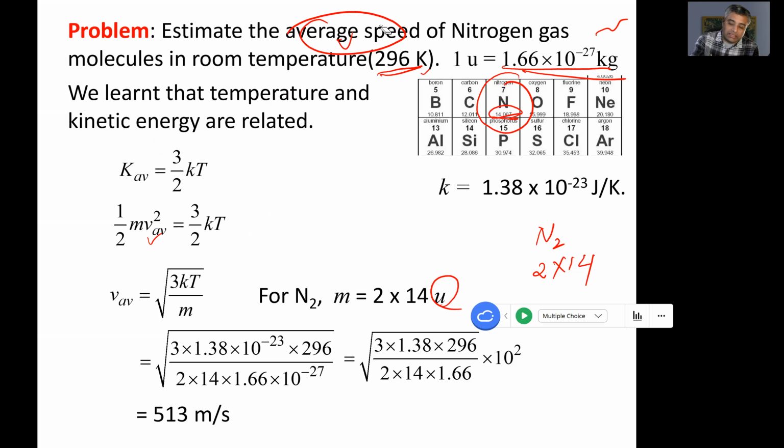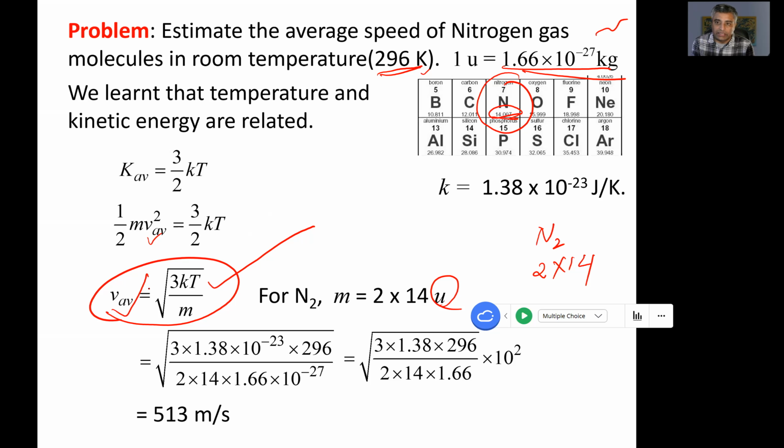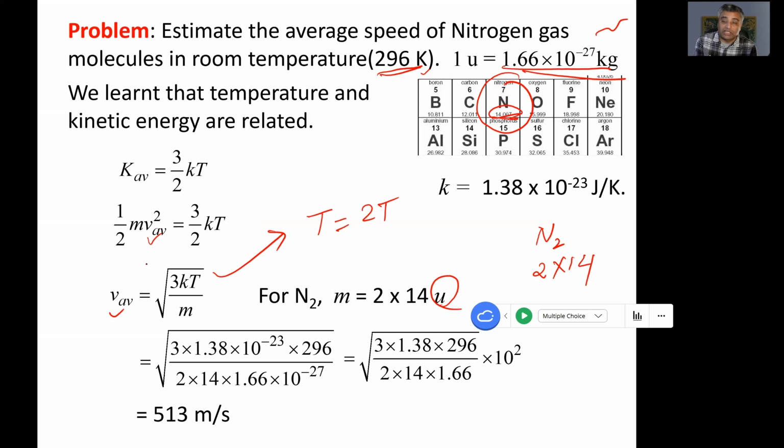So now let's take a close look at this formula here. It says when temperature increases, speed increases. But this being inside the square root, for example, when temperature doubles, when T goes to 2 times T, the speed does not double. To double the speed, what has to happen? The temperature has to go from T to 4 times T. It has to be quadruple. When temperature quadruples, the speed doubles, everything else remaining the same.